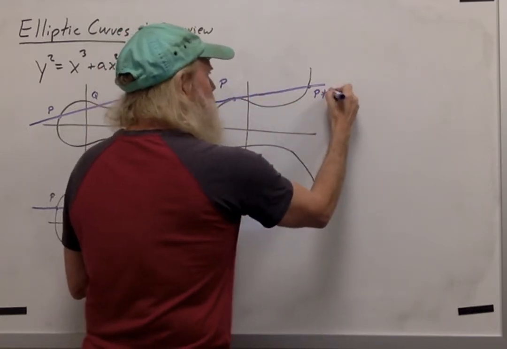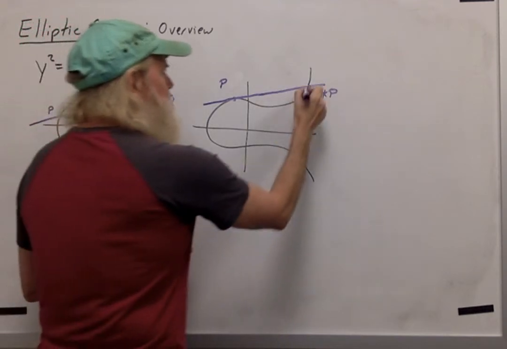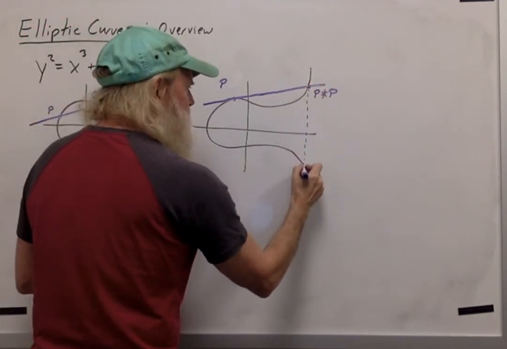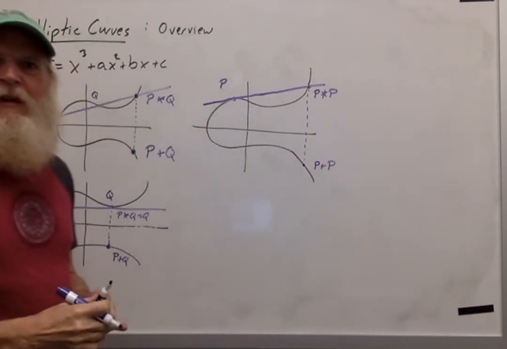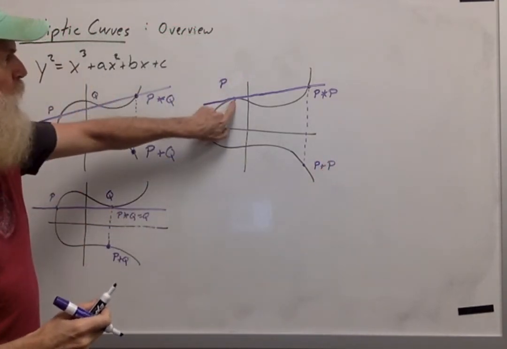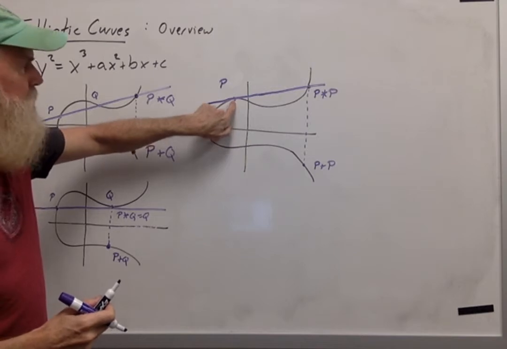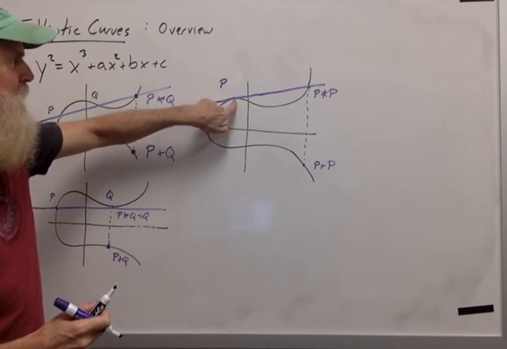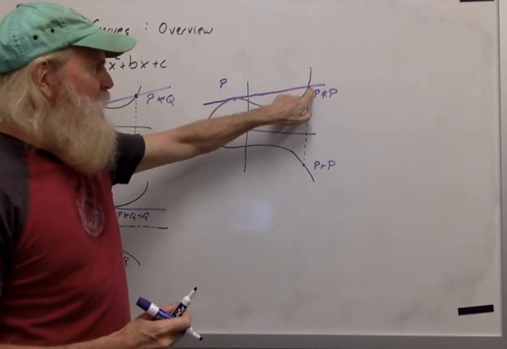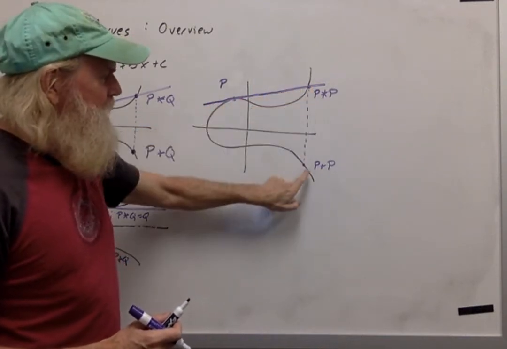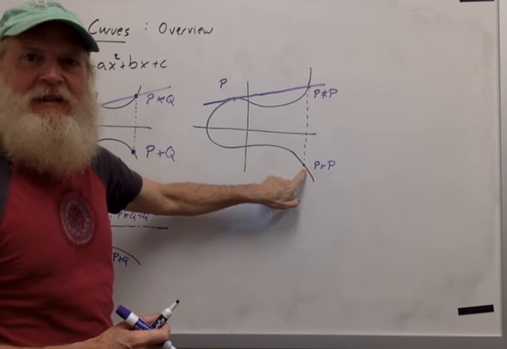That'll be P star P. And then when I reflect across the x-axis, I get P plus P. So to repeat, if I want to add a point to itself, I'll draw the tangent line to the graph at that point, find out where that tangent line crosses the graph, and then reflect across the x-axis.